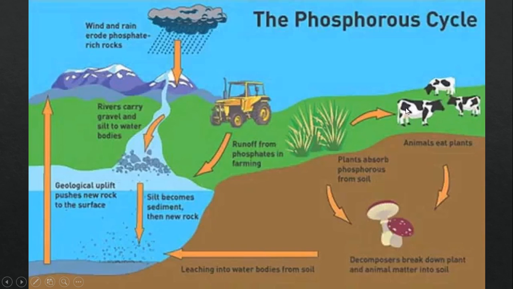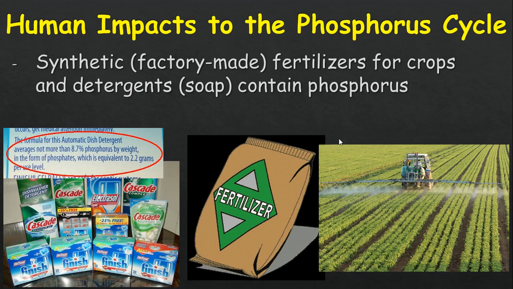Then it ends up in consumers, such as those cows, when they eat the grass. And then when the animals poop or when they die and decompose, then we have decomposers in the ground breaking down those tissues and returning all that back into the soil for plants to then reabsorb. So that's the natural cycling of phosphorus that's been going on for a very, very long time. Now let's finish up by looking at how humans have impacted this cycle.